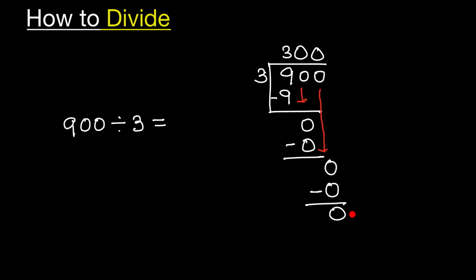As we have no number to bring down here, and we have got the number 0, so we will stop. Therefore, 900 divided by 3 is equal to 300. And this is our final answer.